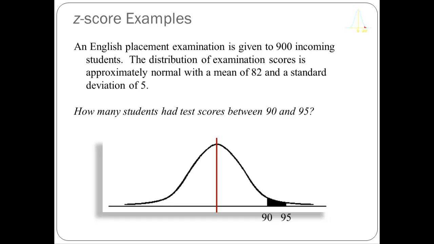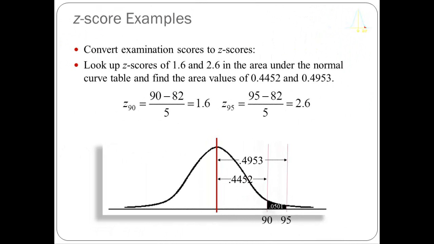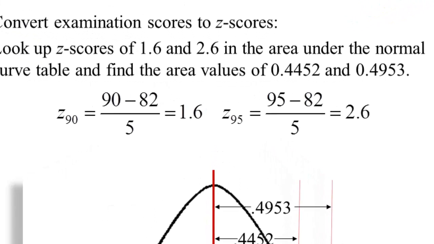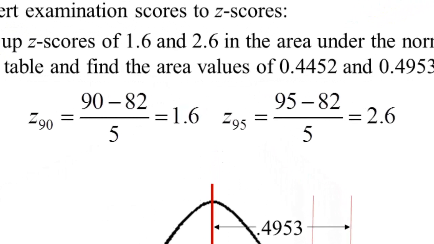And again, we'll multiply that by 900 to get an approximation of the number of students in that shaded in area. So step number one, let's convert both of those scores to z-scores.